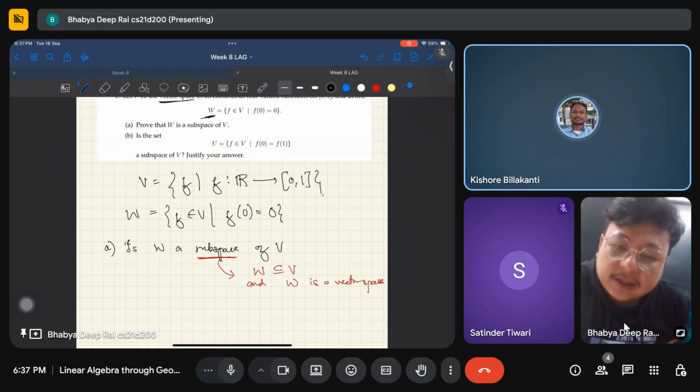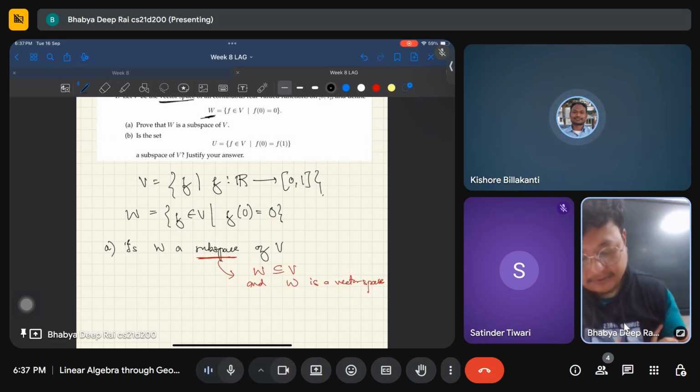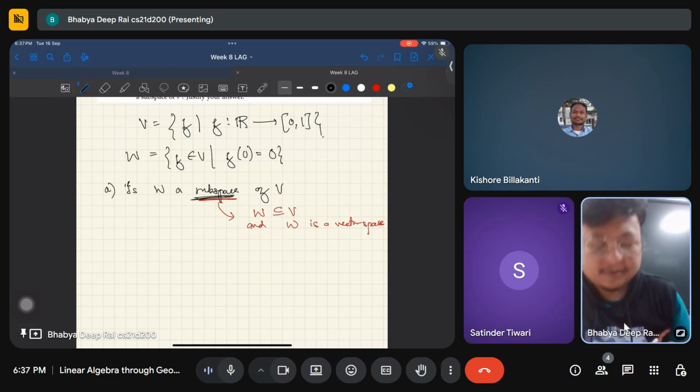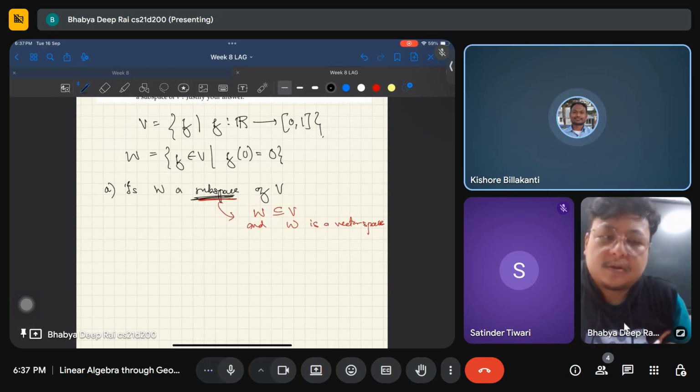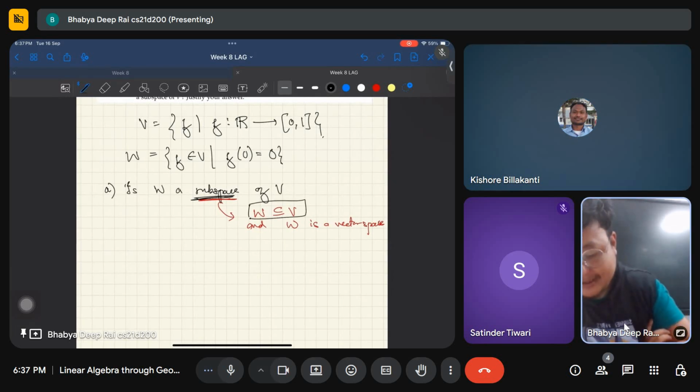When you say W belongs to vector space, that itself means that it's a vector space, right? No, we are not saying W belongs to vector space. I'm defining a subspace. No, this does not imply that V is a vector space.